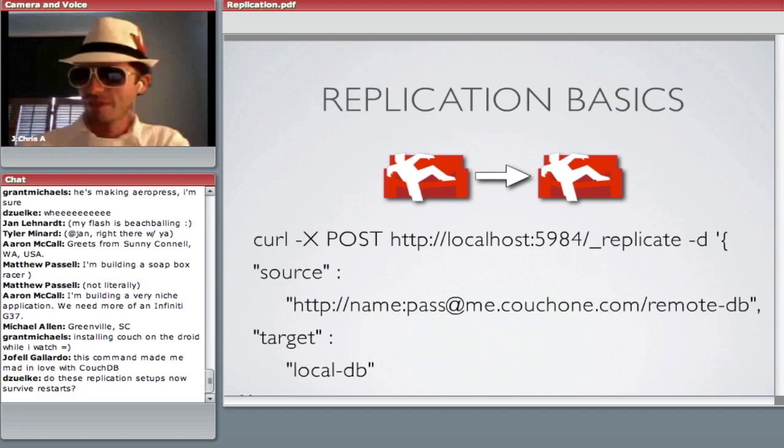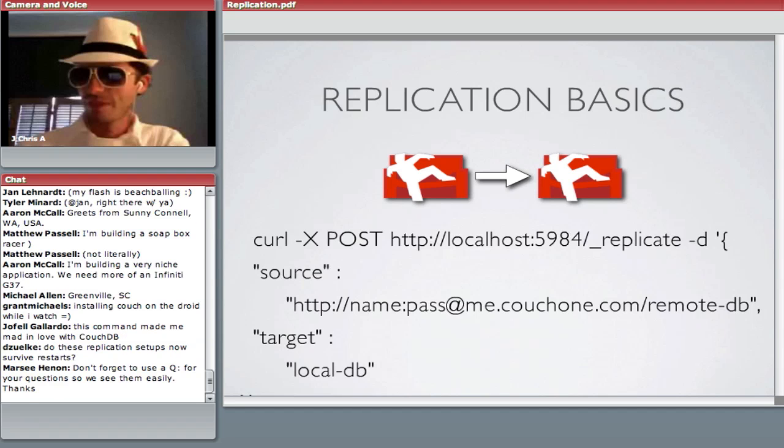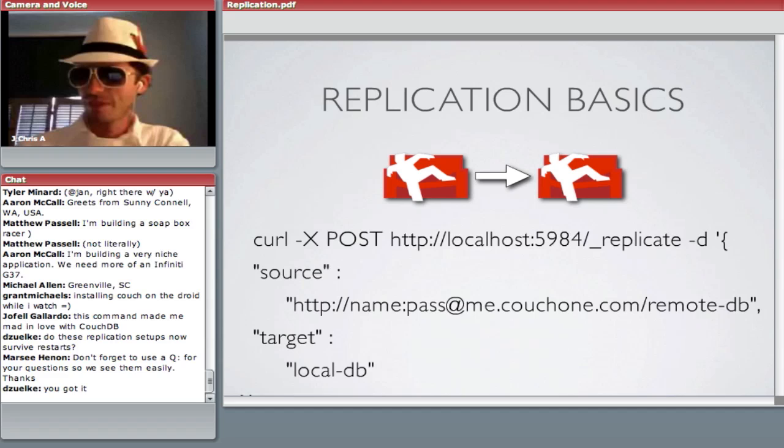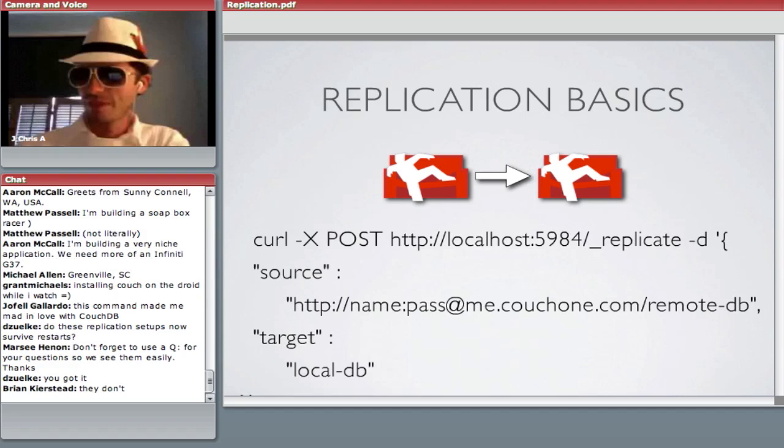The source is another HTTP URL, and just to be clear about how you do authentication, I put in there the basic auth URL parameters, so name, pass @ hostname. That's how you would replicate from a protected CouchDB if you had the read access control turned on.